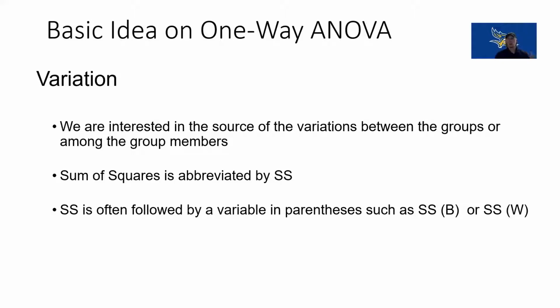Okay, some of the information we need to remember: sum of squares is our SS, and sum of squares is often or sometimes between or within, depending on the type of ANOVA. Sum of squares between groups or sum of squares within groups.